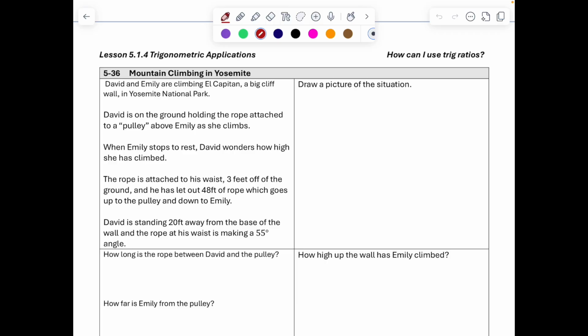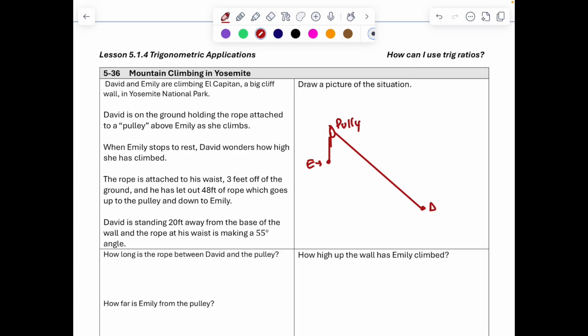David and Emily are climbing El Capitan, a big cliff wall in Yosemite National Park. David is on the ground holding the rope attached to a pulley above Emily as she climbs. So maybe David's over here and he's holding this rope that's attached to a pulley that holds Emily as she climbs. So maybe that's Emily right down there. Okay, so maybe that's Emily.